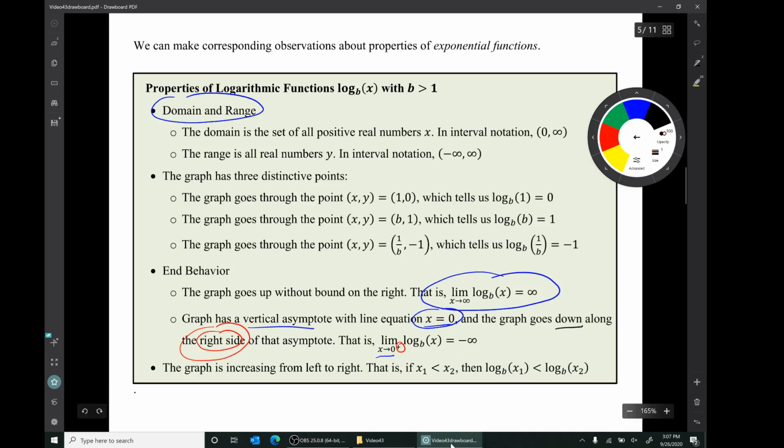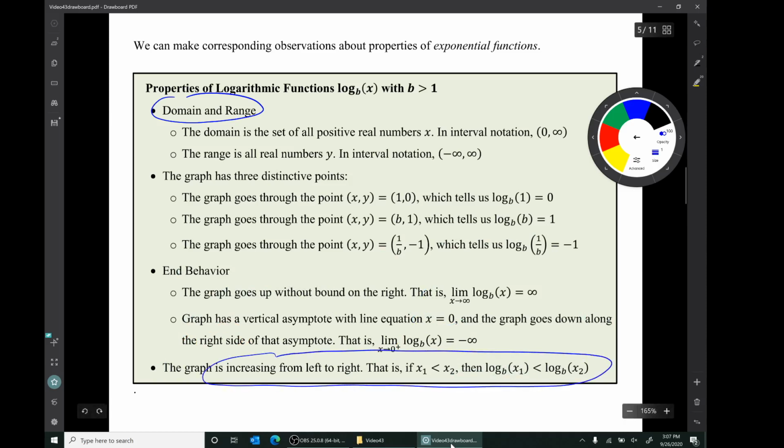And the fact that the graph goes down along the right side of that asymptote shows up here as that negative infinity symbol. And then finally you see that the graph is increasing from left to right. That's included in our list of properties.